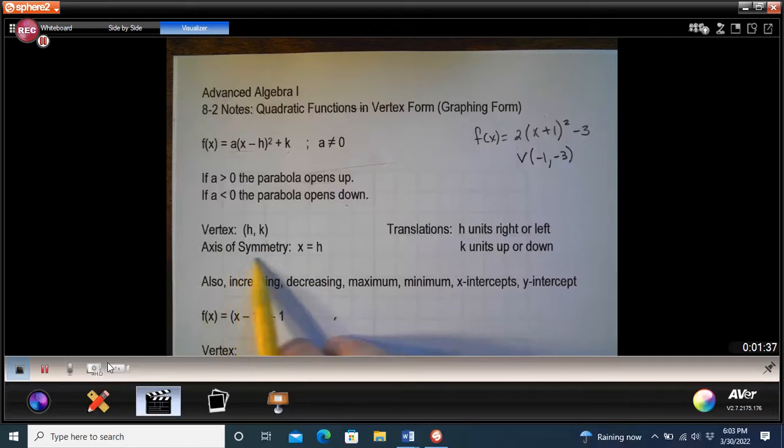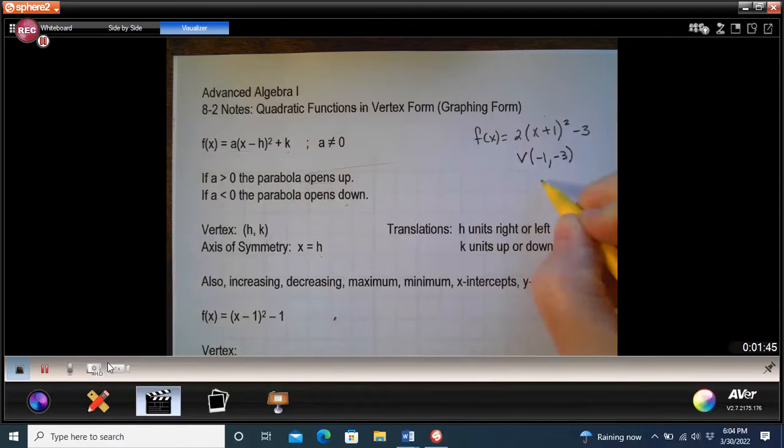The axis of symmetry is a vertical line that goes through the vertex. And so it is an equation of a line. The axis of symmetry for this parabola that I have up here would be x = −1. And it has to be x = −1. If you just put −1, it's incorrect, because it's a line and I'm writing the equation of a line. An equation has an equal sign. And it's a vertical line, so it's x = −1.